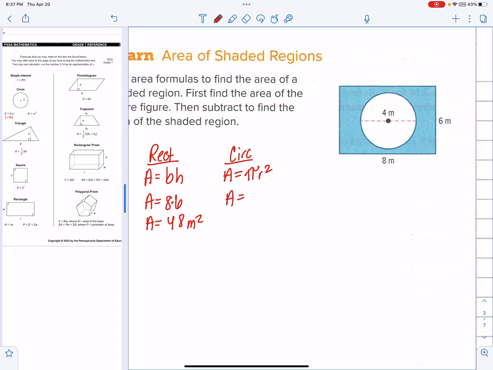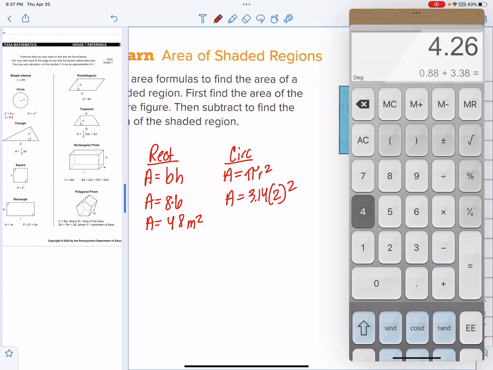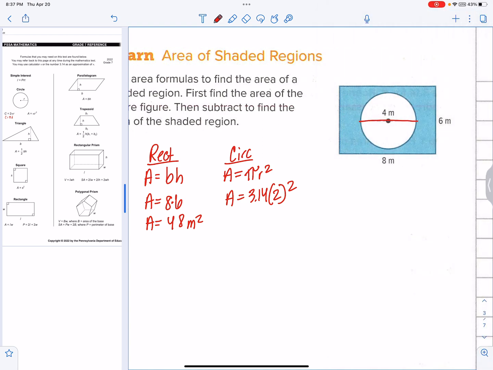Notice how I'm writing the formulas. You need to do that as well. No being lazy. 3.14 times the radius. Now look, they're giving you the whole diameter, so the radius is only 2. Okay, so 2 times 2 is 4. And 4 times 3.14 gets us 12.56. So area equals 12.56 meters squared.